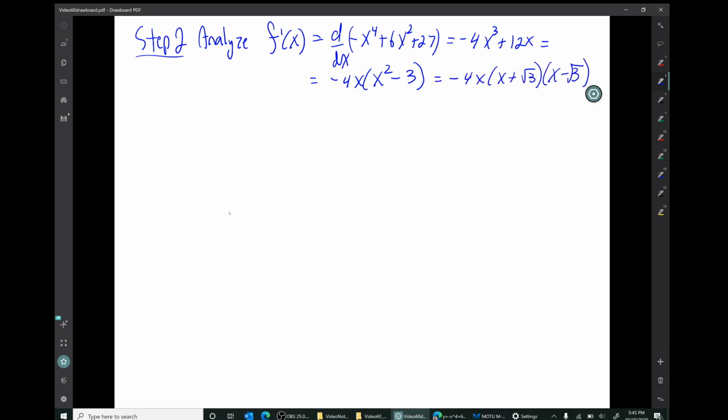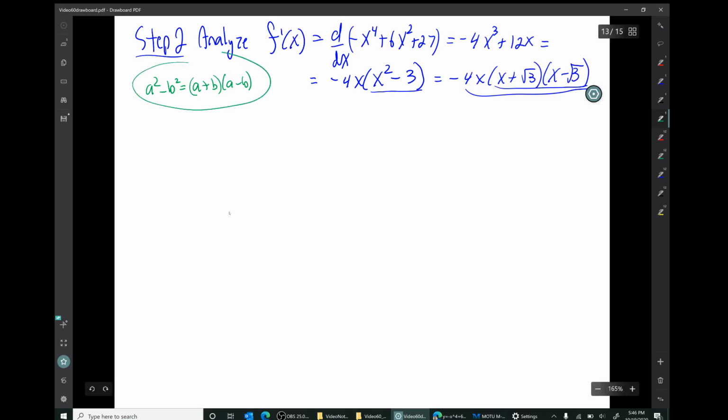Now, this factorization might seem kind of tricky. I factored this x squared minus 3 as x plus square root of 3, x minus square root of 3. That comes from the idea of the difference between two squares. So we know that the difference of two squares factors this way. A squared minus b squared equals a plus b times a minus b. Well, I could think of that as the square of x. So there is my x. And I could think of this as the square of the square root of 3.